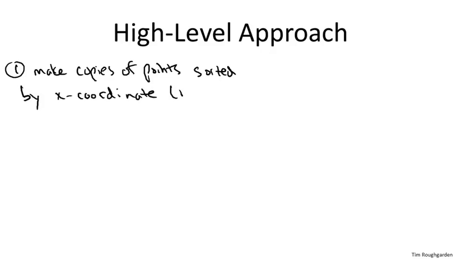We're going to take the input points, and we invoke merge sort once to sort them according to x coordinate. That's one copy of the points. Then we make a second copy of the points where they're sorted by y coordinate. We're going to call those copies of points Px, an array of the points sorted by x coordinate, and Py, for them sorted by y coordinate.